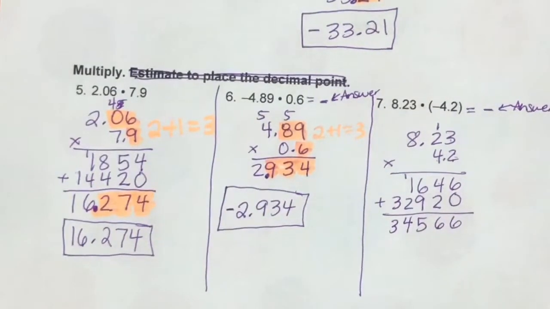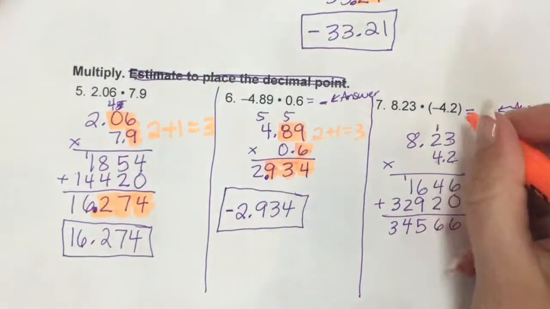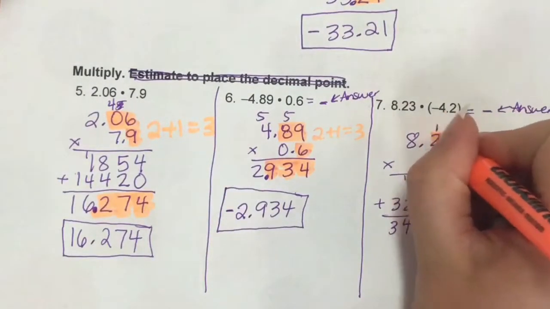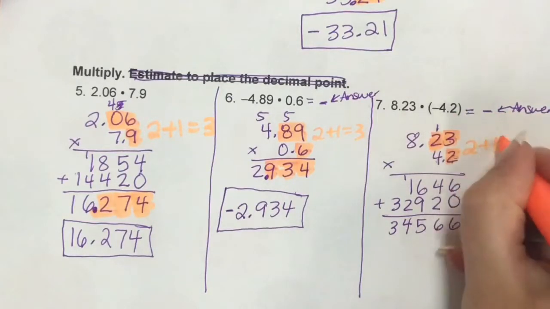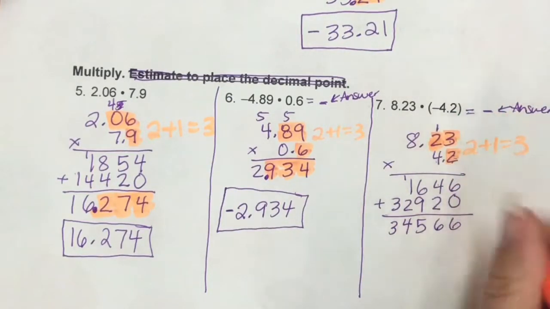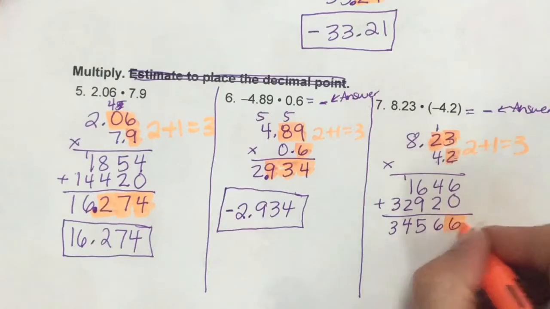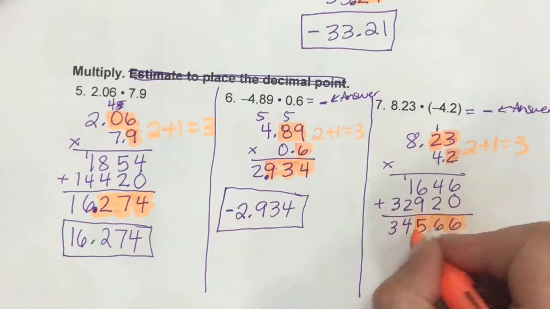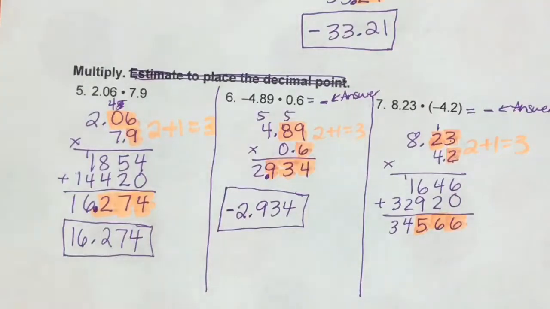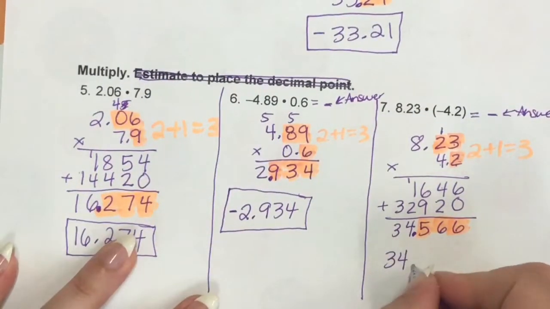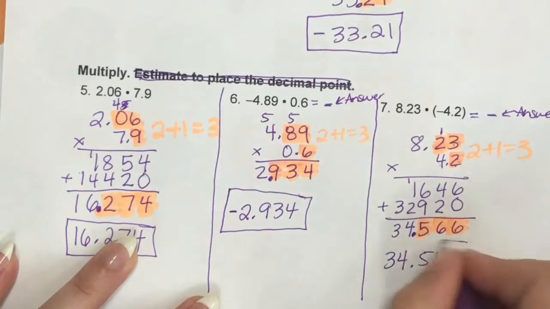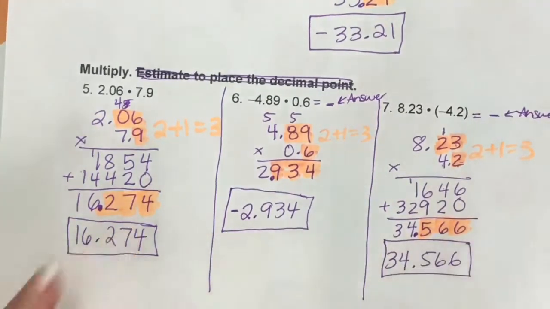Now we just need to figure out where that decimal place is. So we have 2 decimal places here and 1 decimal place there. So 2 plus 1 is 3, which means our answer is going to have 3 decimal places. 1, 2, 3. So there we go. The decimal goes right there. So our answer is 34.566.